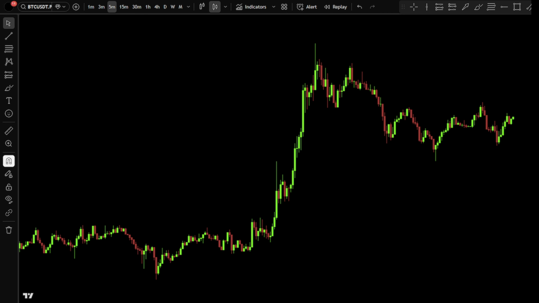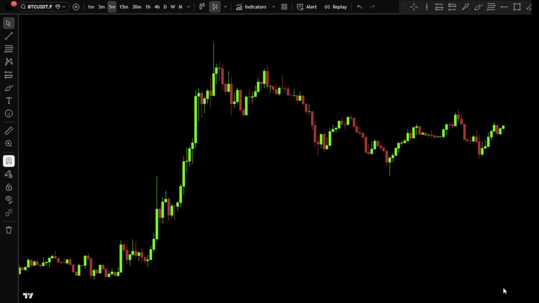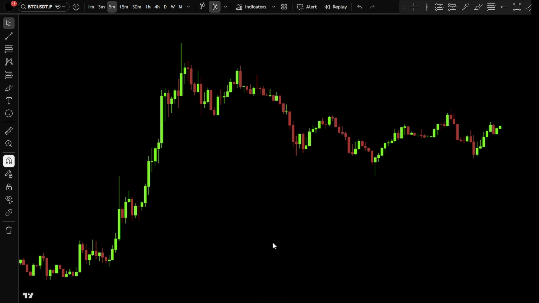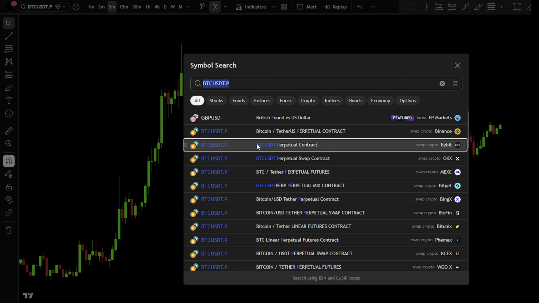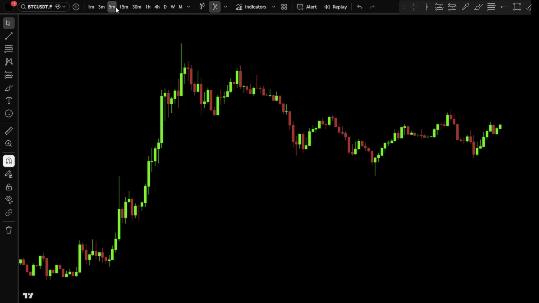To understand how this strategy works in practice, let's start from a completely clean chart. This strategy can be applied on many assets and time frames, but for this example, we are going to use Bybit's Bitcoin USDT perpetual chart on the 5-minute time frame. Now, let's start by adding the indicators we need for this strategy.